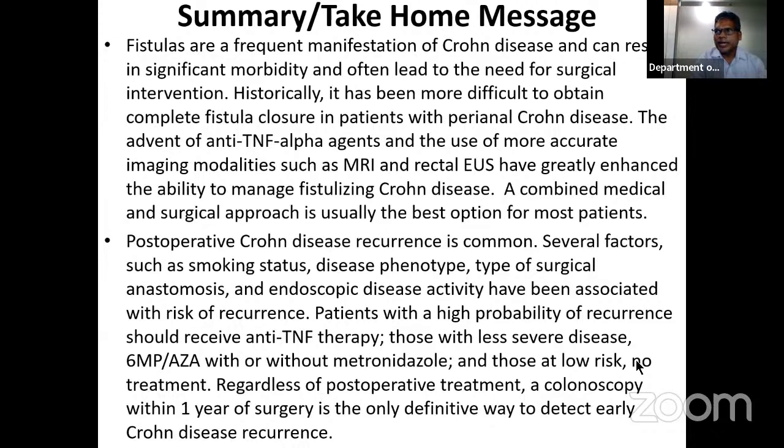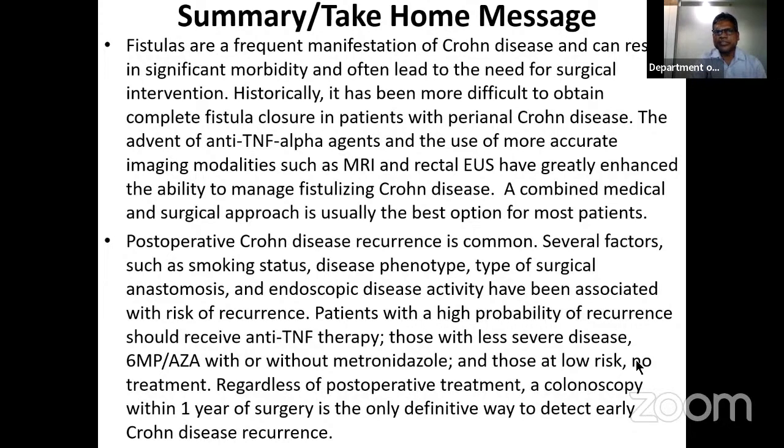The advent of anti-TNF alpha agents and the use of more accurate imaging modalities such as MRI and rectal US has greatly enhanced the ability to manage perianal Crohn's disease. A combined medical and surgical approach is usually the best option for most patients.